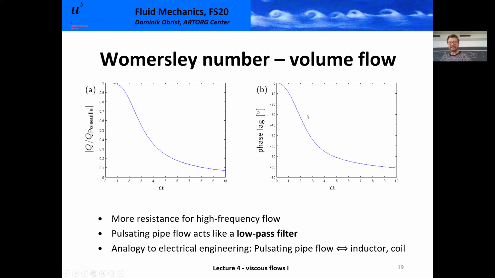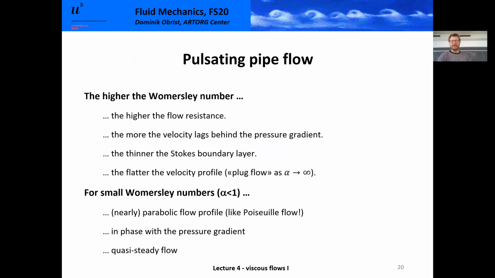And there's also the phase lag story. For alpha to 0, we have nearly 0 phase lag, and as alpha increases, the phase lag goes asymptotically toward 90 degrees. So we're 1/4 of a period behind the volume flow. And here everything is summarized.